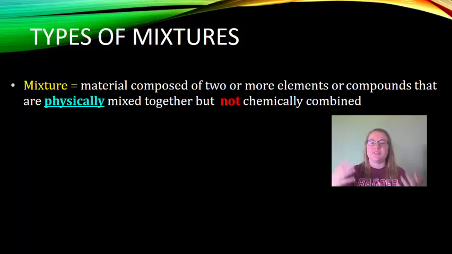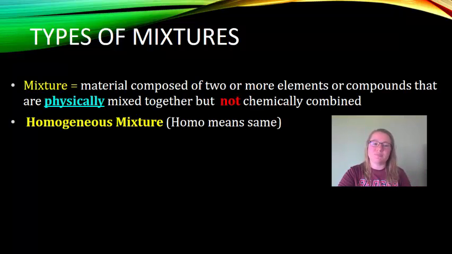This can lead to different types of mixtures. So all of these solutions are technically special types of mixtures. So again, a mixture is a material composed of two or more elements or compounds that are physically mixed together, but there's no chemical reaction taking place, so you're not chemically combining the two. Again, there are two different types of mixtures.